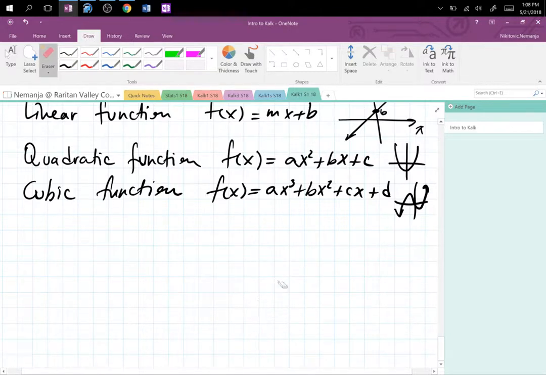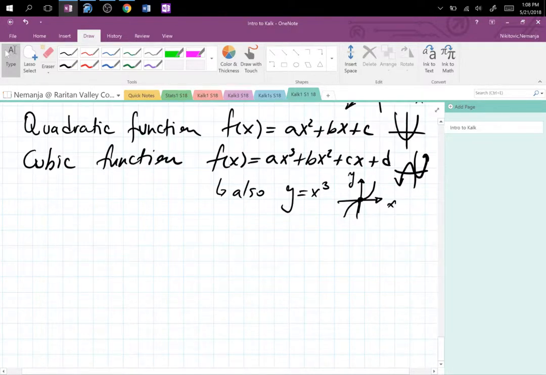Well, let me give an example here. Also, y equals x cubed, whose graph goes like this. To shift this function now, you will have to pick the middle point over there and move it left, right, up, down, and so on. So that's a cubic function.